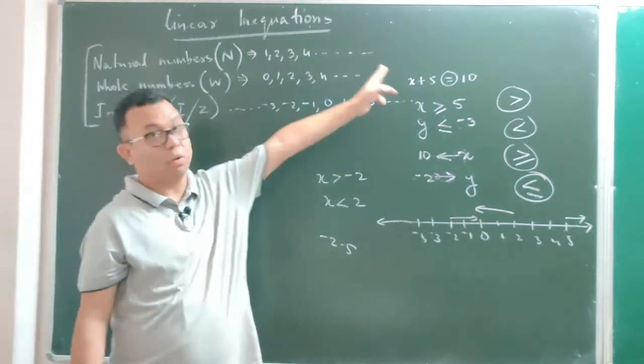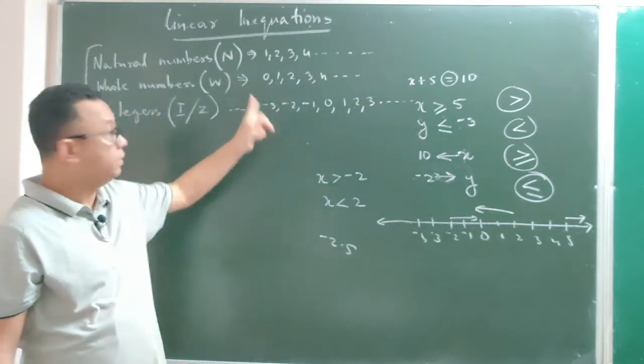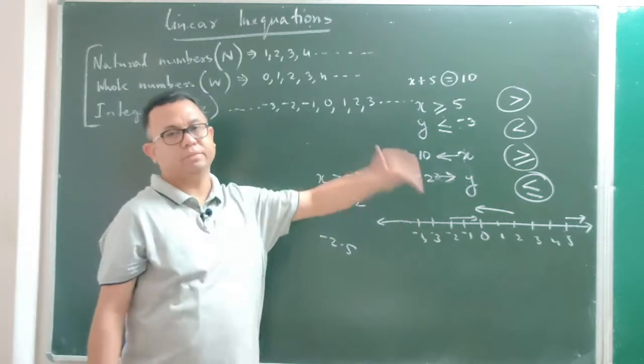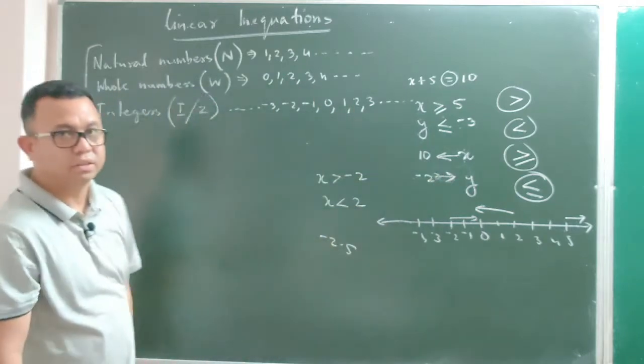This is only on the positive side. This is also only on the positive side with the addition of 0. Then here, both positive side and negative side, either side of 0, will take all numbers, but no decimals and fractions included.